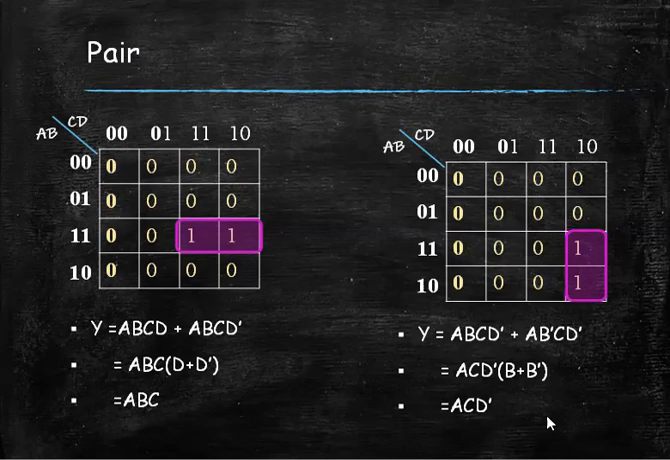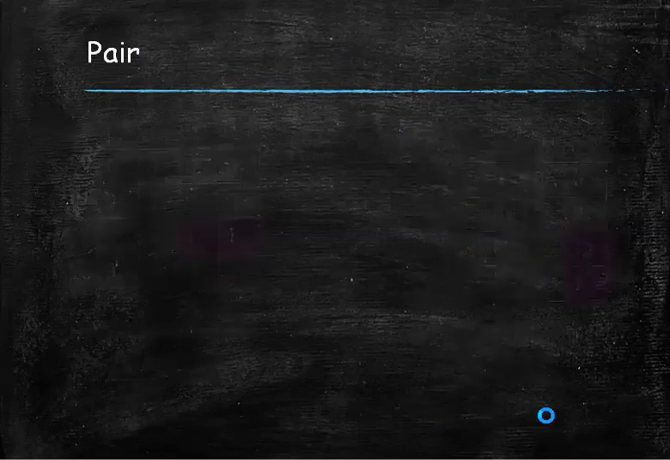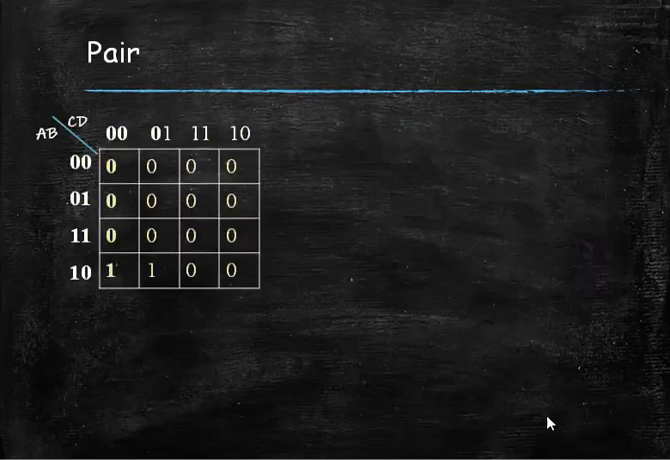Then we go to the next pair. Here the two ones are horizontal. Then we mark it.